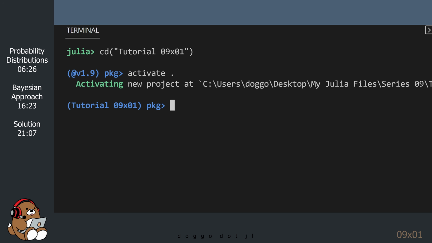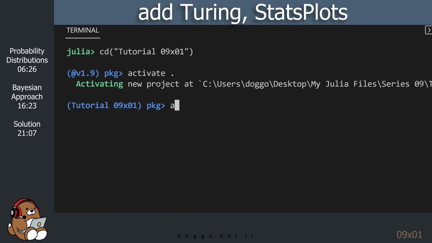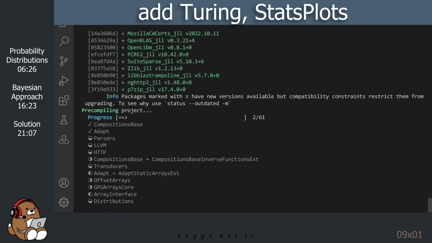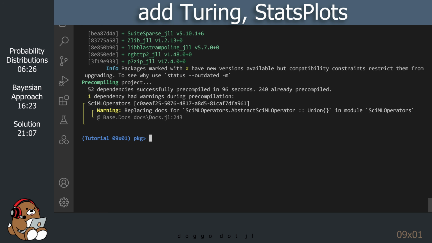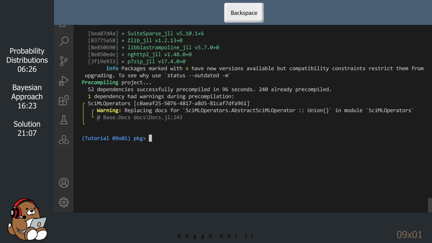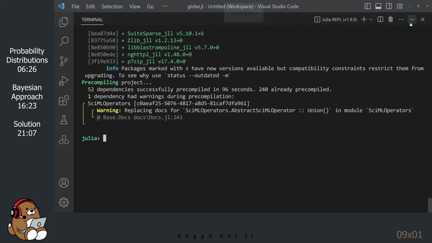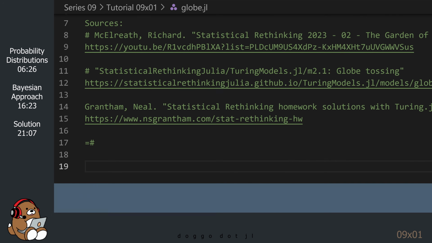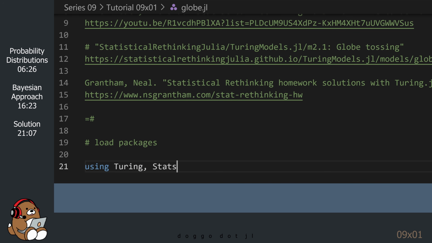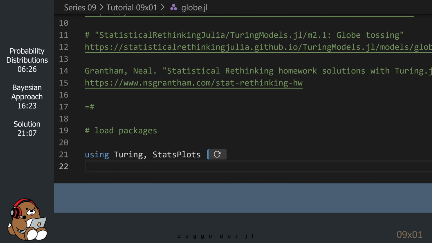Activate the tutorial directory. Add the Turing package and the StatsPlots package. Exit the package manager by hitting backspace. In the editor, add the code to load the packages. Okay, we are now ready to begin our journey into the world of probabilistic programming.